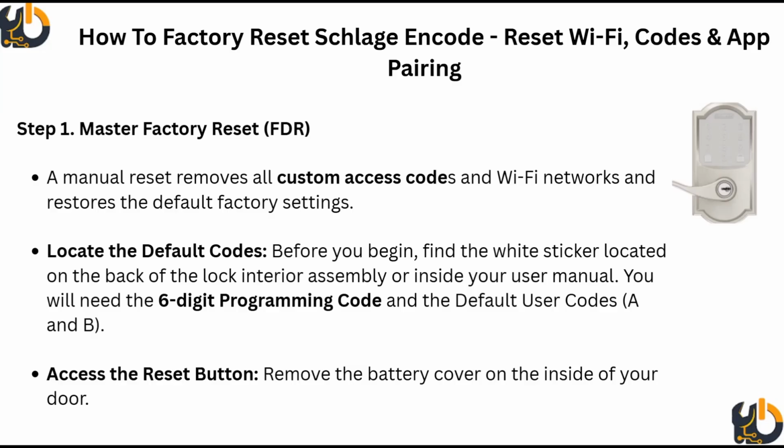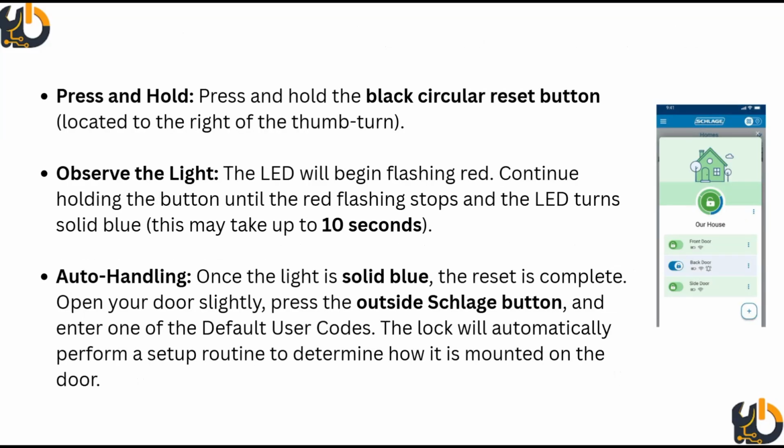So before you begin, find the white sticker located on the back of the lock interior assembly or inside your user manual. And you will need the 6-digit programming code and the default user codes A and B. Then remove the battery cover on the inside of your door and press and hold the black circular reset button located to the right of the thumb turn.